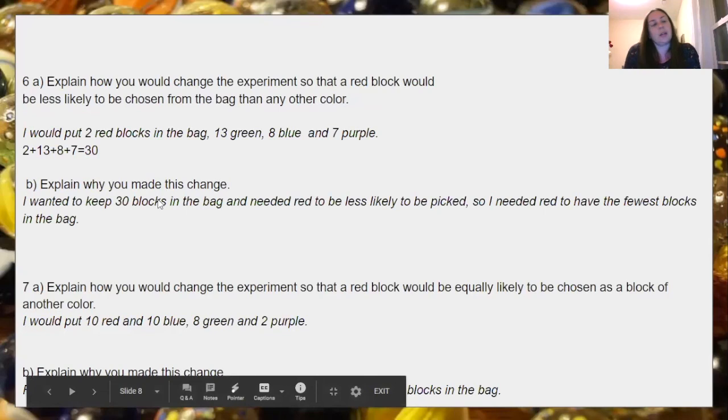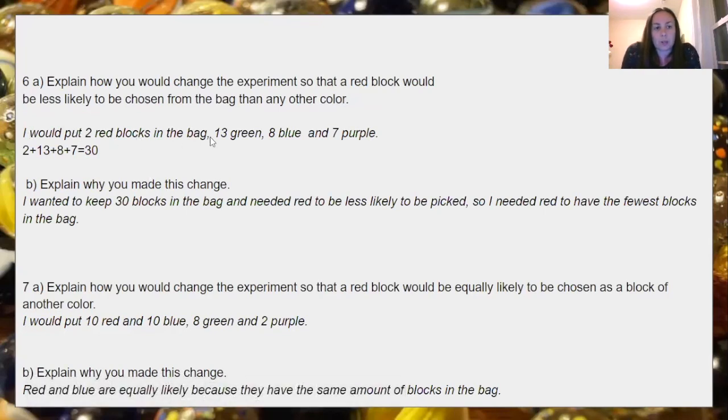All right, so I said that I would put 2 red blocks in the bag. So I would have 13 green, 8 blue, and 7 purple. So 2 red would be the smallest number, so it would be less likely than any other color to be drawn. And 2 plus 13 plus 8 plus 7 still gives me 30 blocks, just like I started with. But I wanted to keep 30 blocks in the bag, and I needed red to be less likely to be picked, so I needed red to have the fewest blocks in the bag.